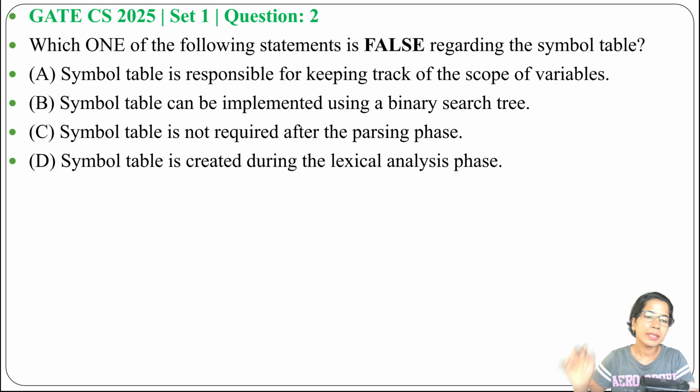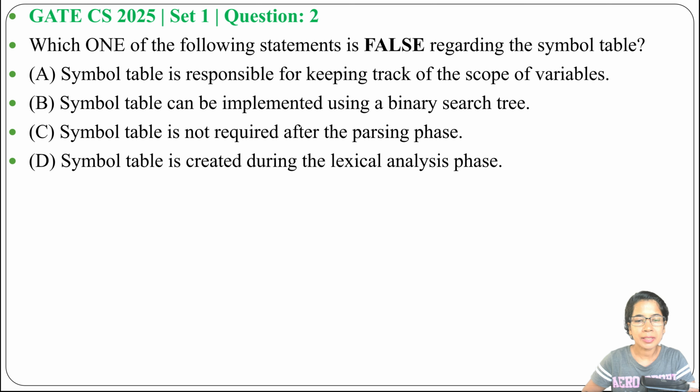Hey everyone, let's solve one previous question of compiler design. This question was asked in GATE CS 2025 set 1 question number 2. Which one of the following statements is false regarding the symbol table, and 4 statements are given. Let's check one by one option.